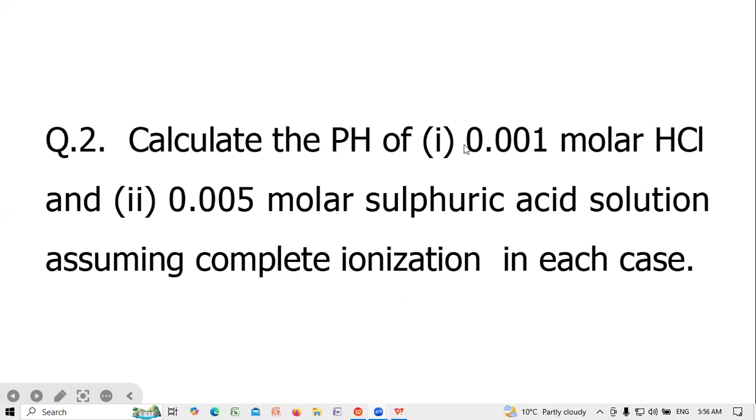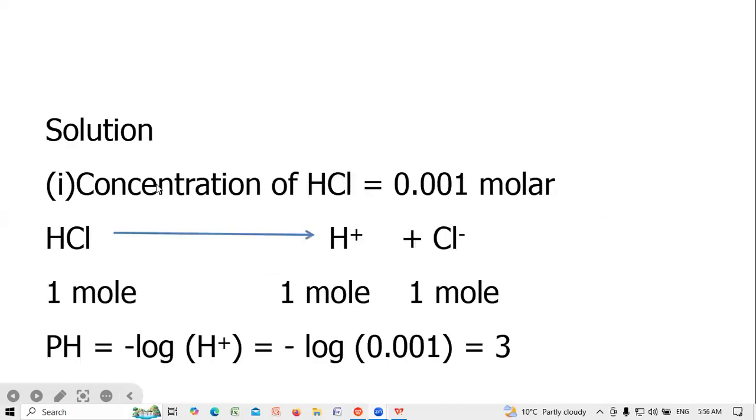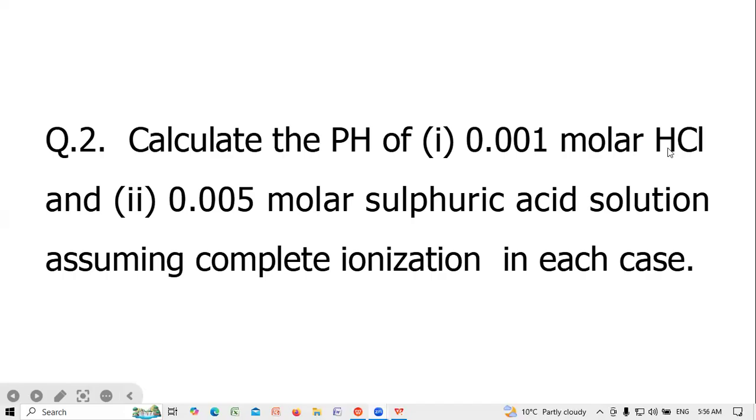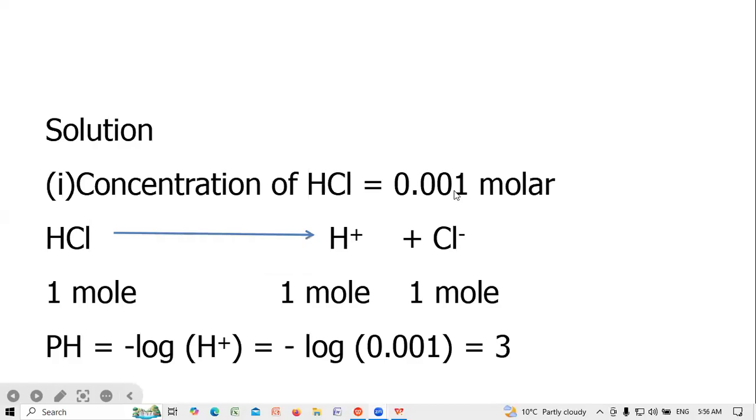Calculate the pH of 0.001 molar hydrochloric acid and 0.005 molar sulfuric acid solution, assuming complete ionization in each case. First of all, you should dissociate the species, that is the hydrochloric acid in the first case, and sulfuric acid in the second. So hydrochloric acid dissociates into H plus, the hydronium ion, and chloride ion. Then we should balance it; it is automatically balanced.